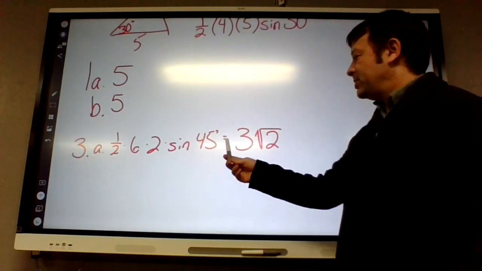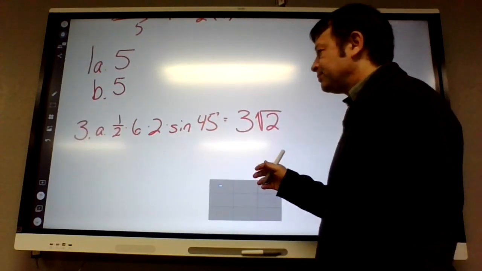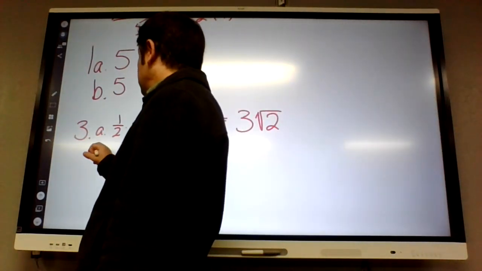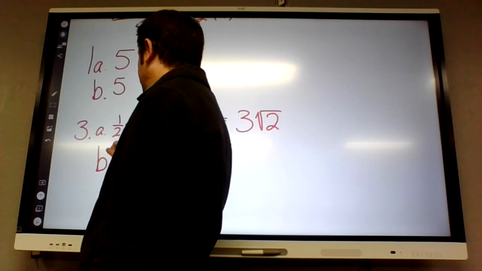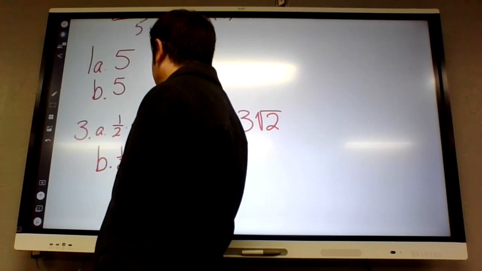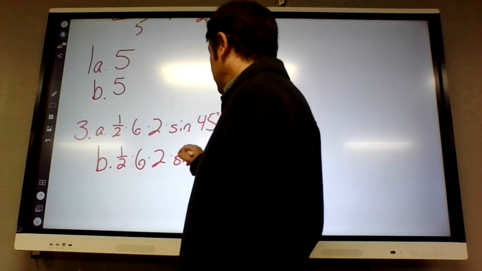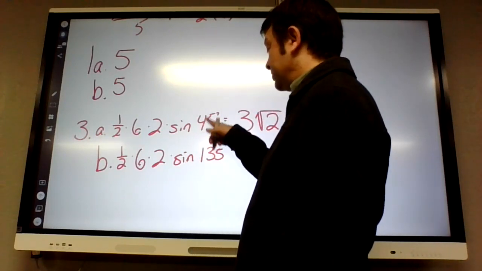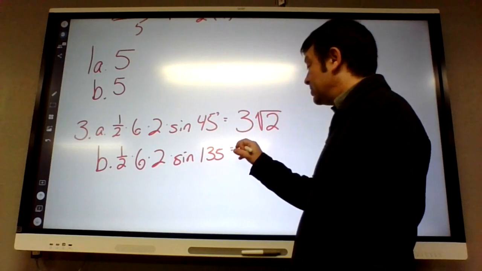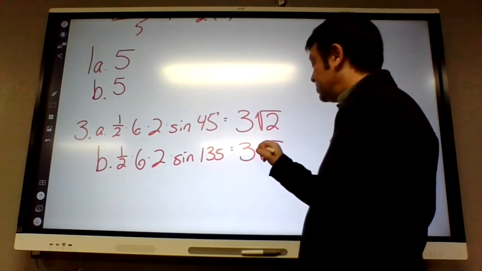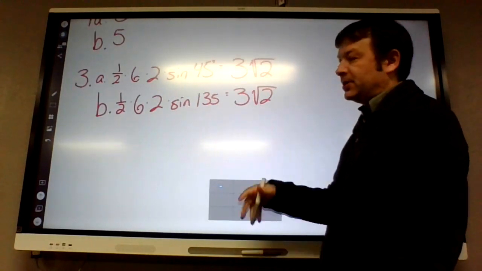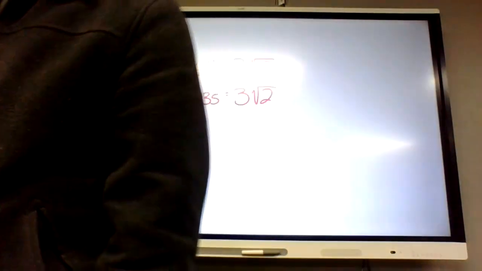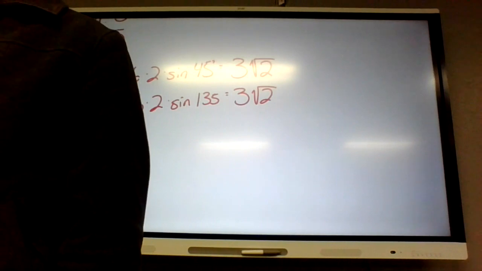Does your calculator spit out a square root on that one? Okay, well, for B, because 135 has the same reference angle as 45, it should spit out the same. These two are actually going to give you the same thing, so it's going to be 3 square root of 2. I think I did that on all of them, 1 through 4.